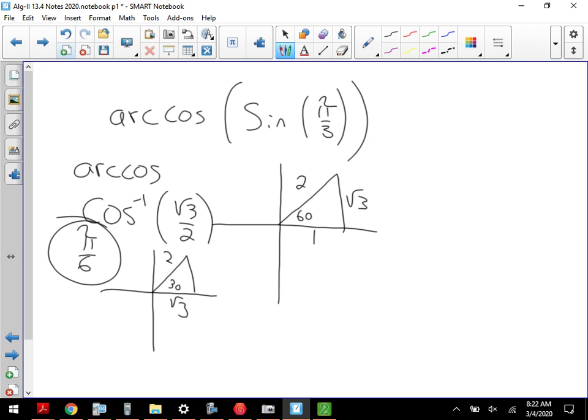What about the cosine? Oh, remember arc cosine means the same thing as inverse cosine. It means the same thing.